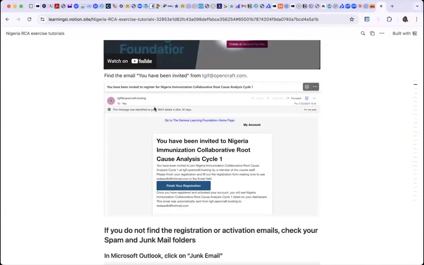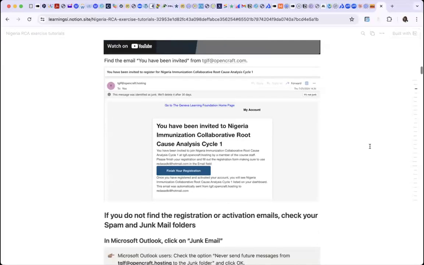The email, you need to find the email in your inbox. We added you to the platform using the email that you used in the application. So you find that email. The email is from OpenCraft, tglf@opencraft.hosting to you, and it is inviting you. You have been invited to the Nigeria Immunization Collaborative Root Cause Analysis. Once you are there, you need to click on Finish Your Registration. It's the blue icon. If you don't see this email, please check your spam.